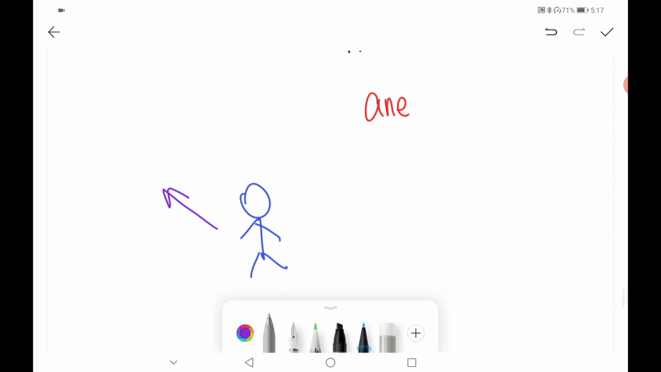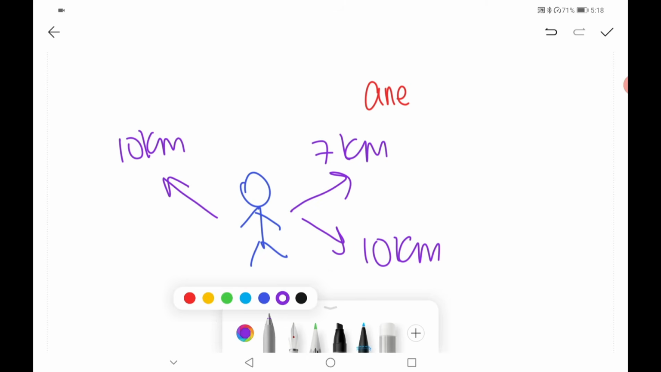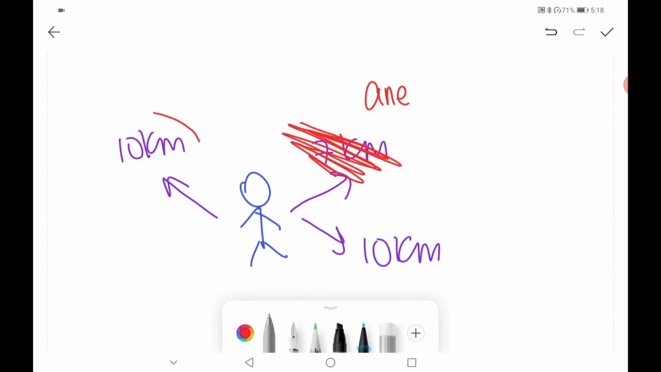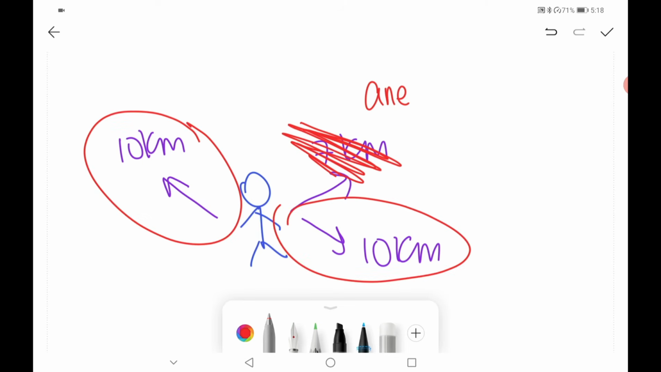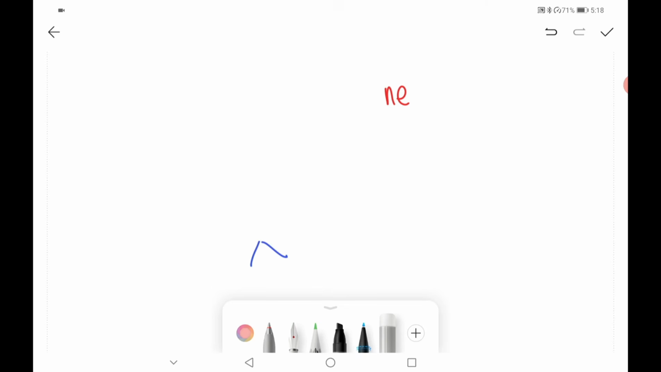But now when you come to a junction, this road is 10 kilometer, this one is 7 kilometer, this one is 10 kilometer. You need to go for the longest one. You will not take the 7 kilometer. So you can go for this one or this one, because both of them are longest. When you have more than one longest carbon chain, you can go any one of them.